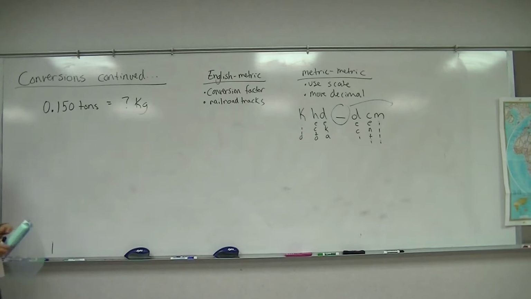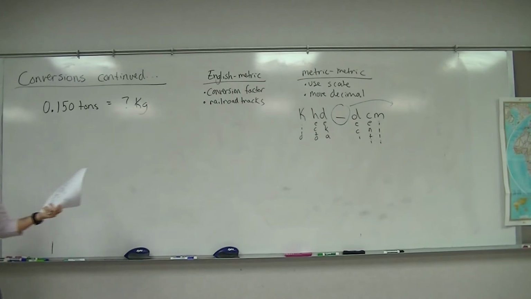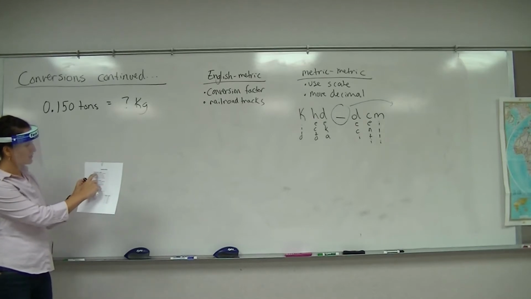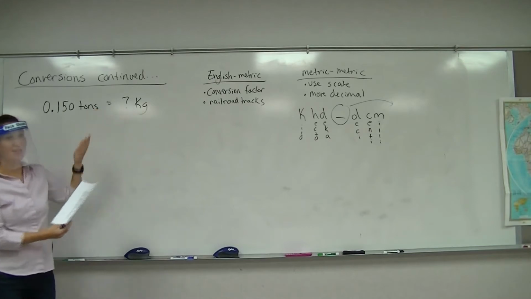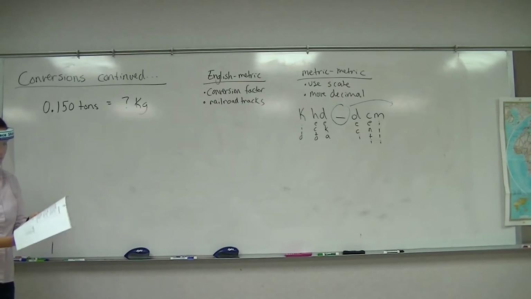In this case, we don't have a letter in common, so that tells me that it must be English to metric. Since we now know it's English to metric, we find a conversion factor. So we're going to go to our sheet and see if there's a conversion factor that will get me from tons to kilograms. You'll notice the conversion factor sheet is separated into sections: length, mass, volume. Kilograms and tons are both a mass.